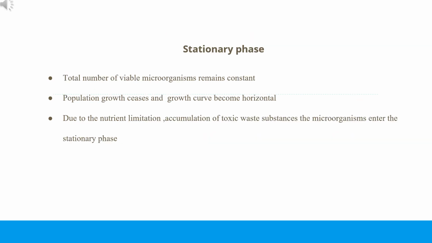In the stationary phase, the total number of viable microorganisms remains constant. This may result from a balance between cell division and cell death, or the population may simply cease to divide but remain metabolically active. Eventually, population growth ceases and the growth curve becomes horizontal because this is a closed system. Microbial populations enter the stationary phase for several reasons. It is due to nutrient depletion or toxic substances also.